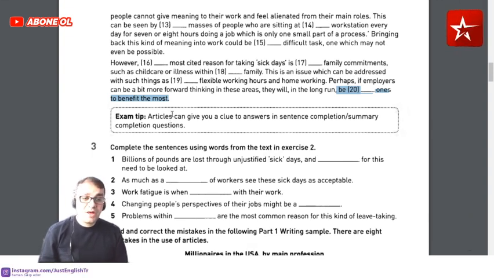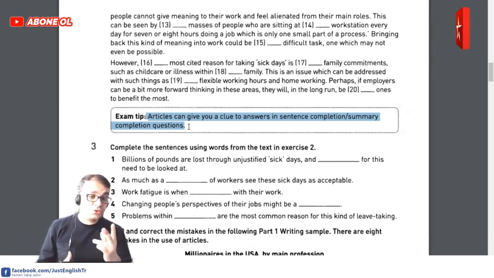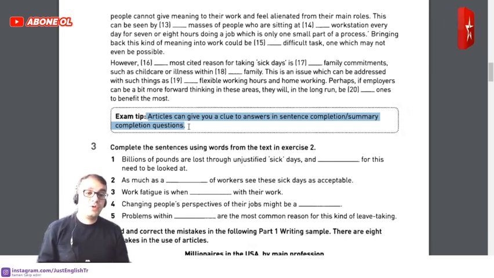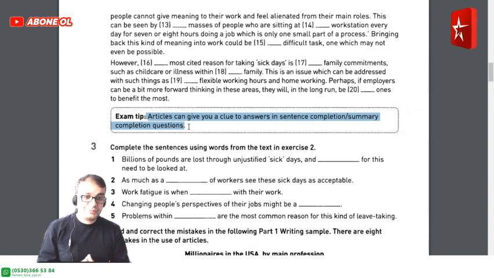Now, remember one thing. In the tip here, I wrote it for everyone. Articles can give you a clue of an answer in sentence completion, for example, summary completion questions. So if you have any questions to summarize in the essay, especially in writing task 2, which is 250 words, remember that we basically need to summarize some information. The article will help you to summarize the information. So this is how things work out.